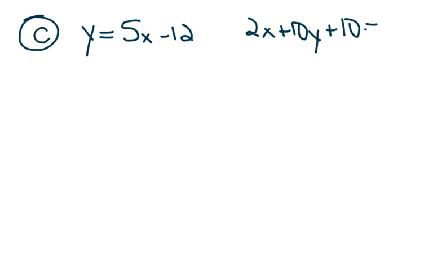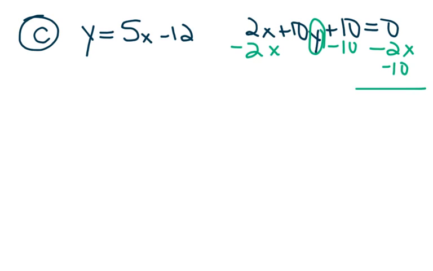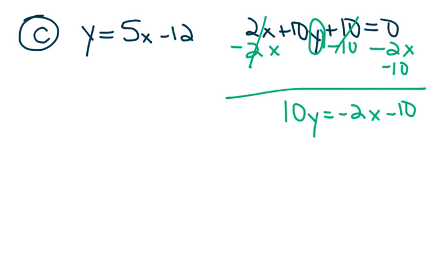In problem C, my first equation is y equals 5x minus 12, and the second one is 2x plus 10y plus 10 equals 0. So the first equation is already in slope-intercept form. We've got to change the second one to slope-intercept form. So in order to get y by itself, the first thing I'm going to do is subtract the 2x, and I'm going to subtract the 10. So I'm going to be left with 10y is equal to negative 2x minus 10.